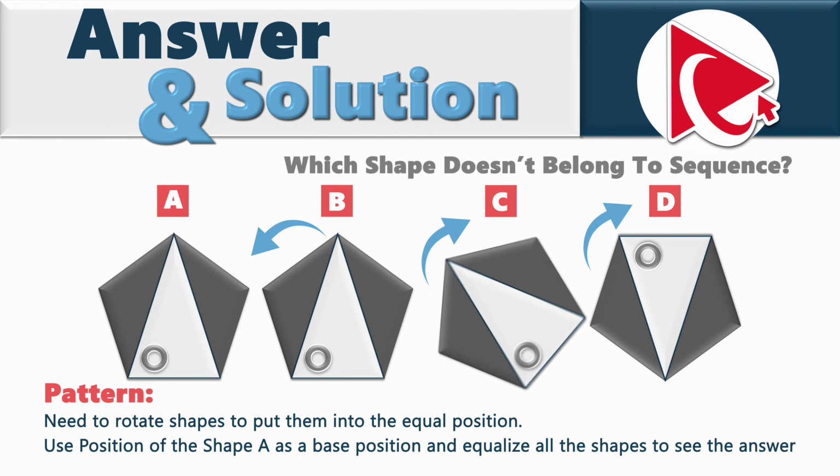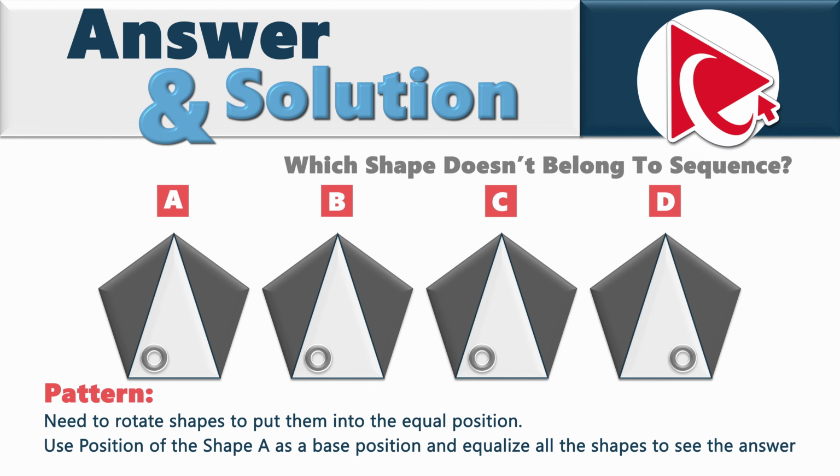And once you put all 4 shapes side by side, then you can see that the donut in the shape D is in the right corner instead of the left corner for the shapes A, B, and C. So the correct answer here is choice D.